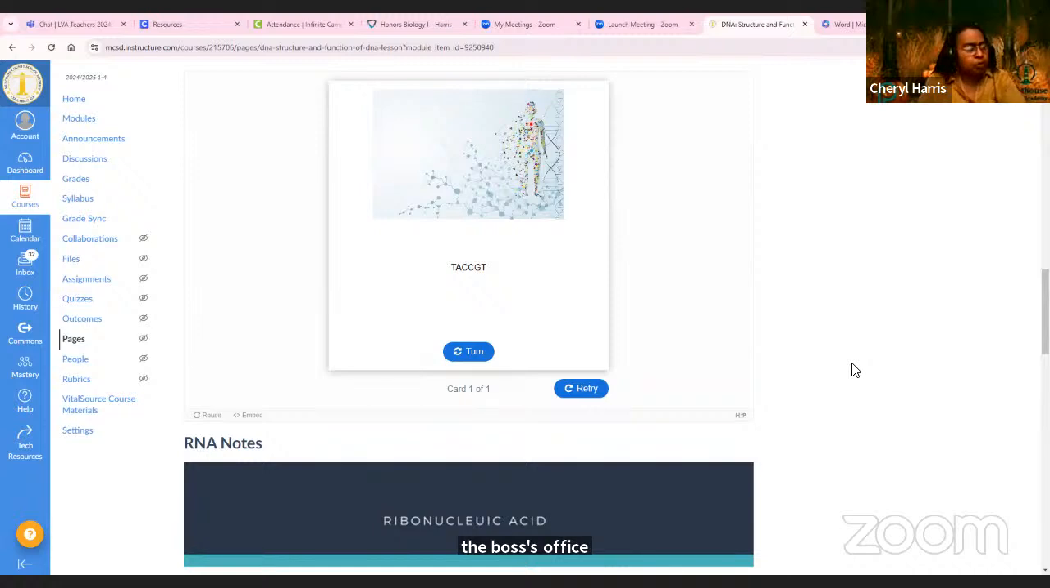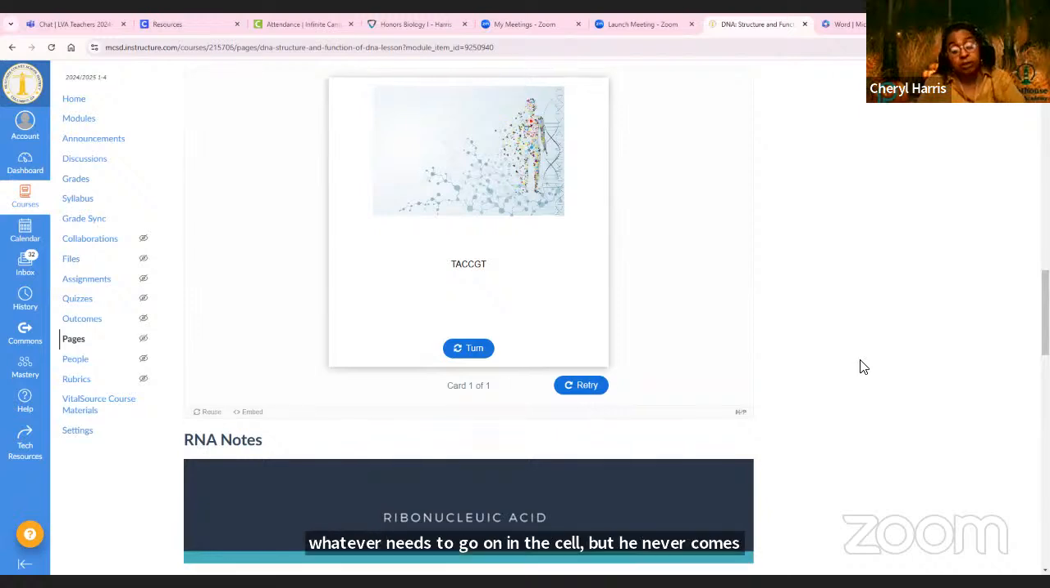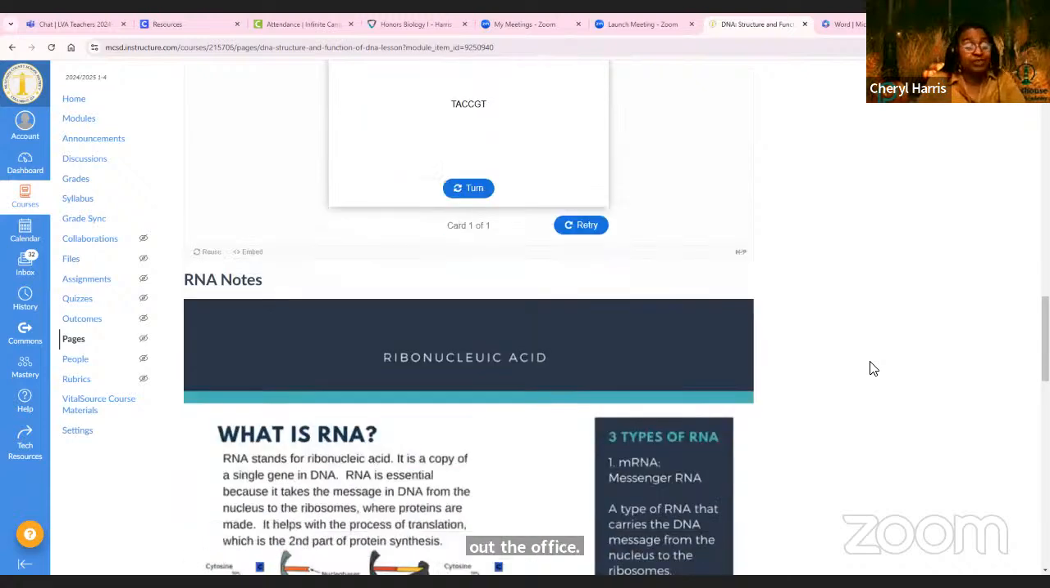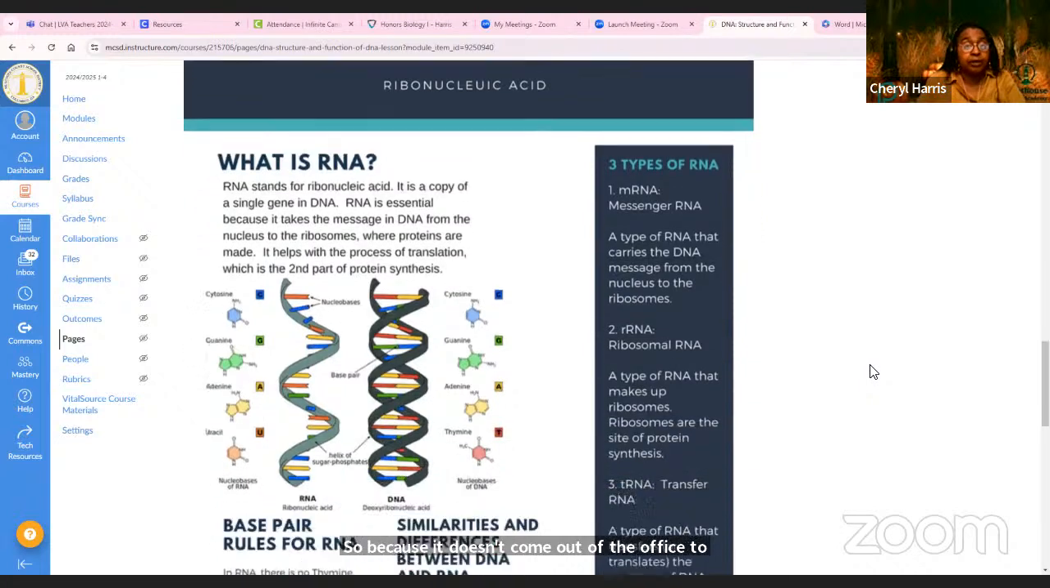He has all the blueprints. He has all the information for making whatever needs to go on in the cell, but he never comes out of the office. So because he doesn't come out of the office, to get the information out of the office, he needs a partner. So that's where RNA comes in.